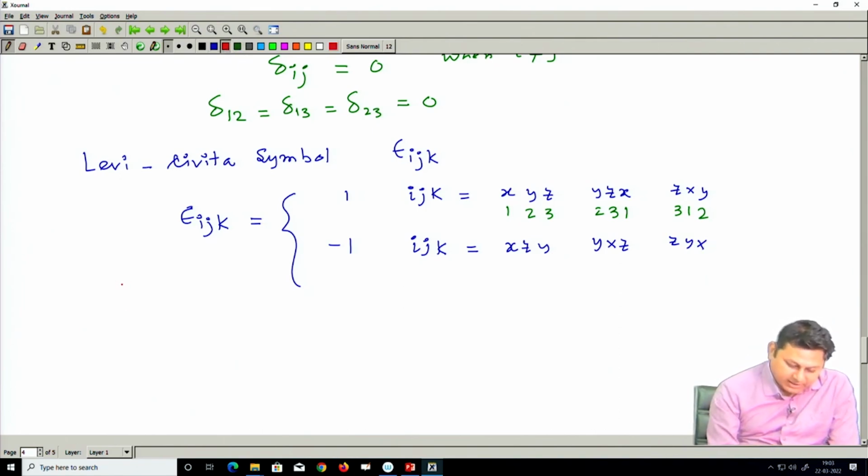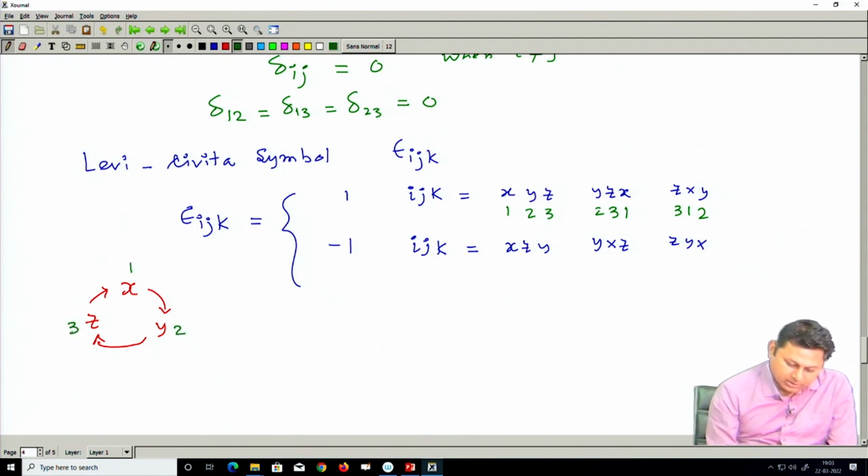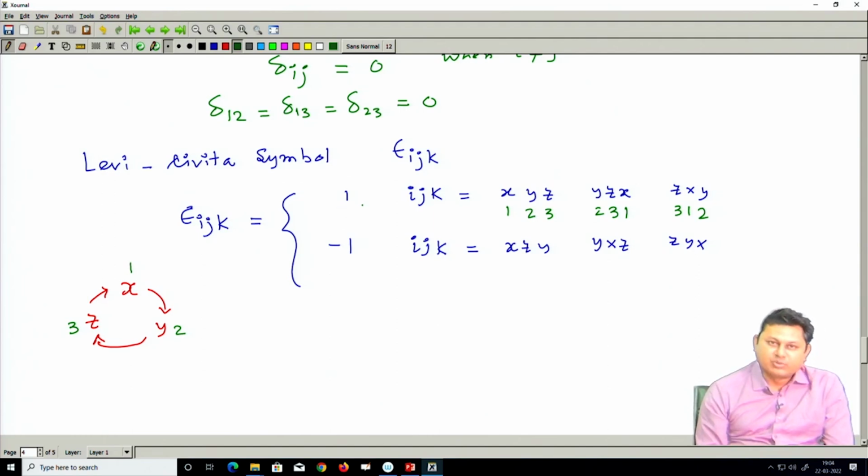So, I am having x here, I am having y here, I am having z here, and they are forming a cyclic loop. Now, if I write it as 1 2 3, so 1 2 3, 2 3 1 and 3 1 2, they are in this right hand cyclic loop, and then all the value of epsilon i j k should be 1.